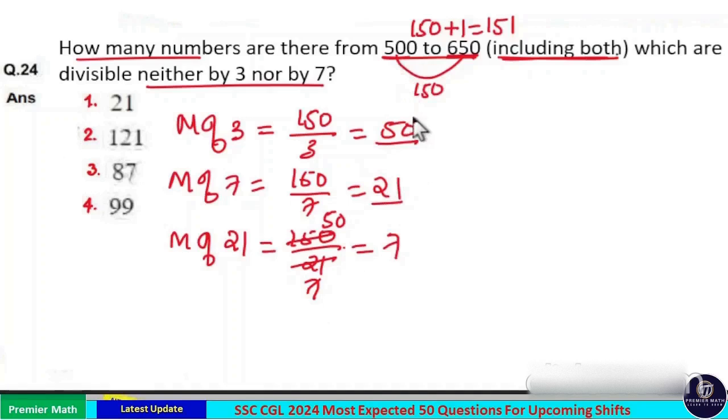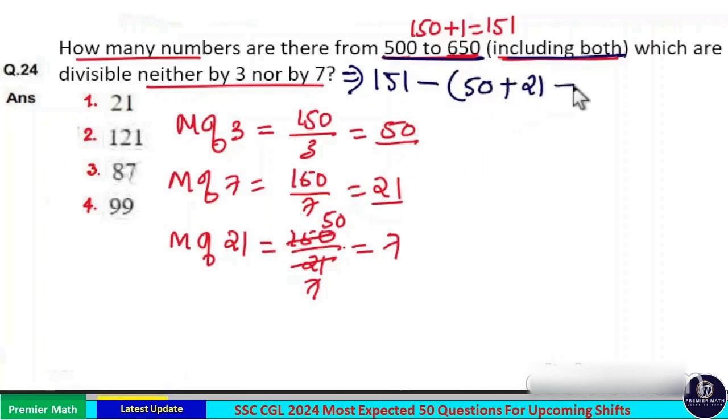That is, when you subtract these multiples of 3 and 7 from these 151 numbers, you will get numbers which are divisible neither by 3 nor 7 between 500 to 650. Here the total numbers between 500 to 650, including both, is 151. Now 151 minus multiples of 3, which is 50 numbers, and multiples of 7, which is 21 numbers. Now these 7 numbers which are multiples of both 7 and 3 are included in the 71 numbers. So subtract the 7 numbers from the 71 numbers.